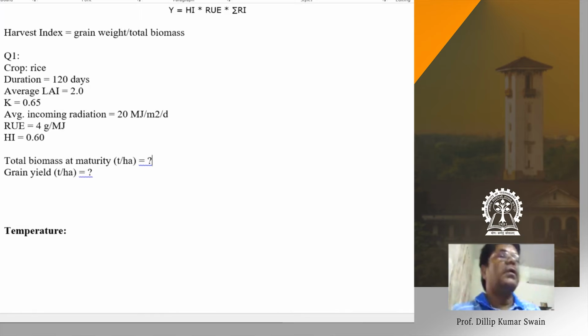But what we have to do with the duration? Multiply that one duration. You have to see radiation interception, the average radiation interception, that's megajoules per meter square per day. Then duration is 120 days, that much of accumulation will be there. Total radiation interception, the summation of radiation interception, is the average daily radiation interception into the duration 120 days.